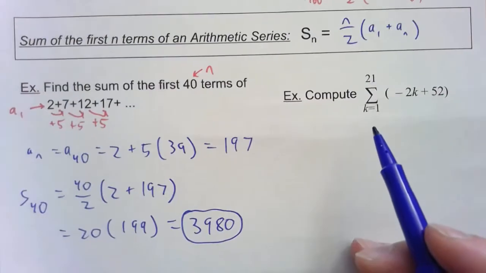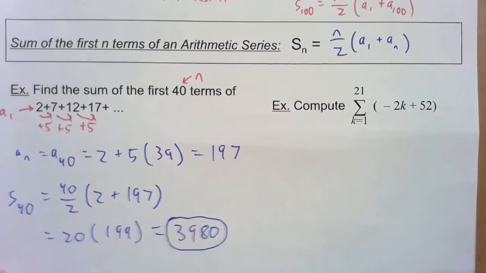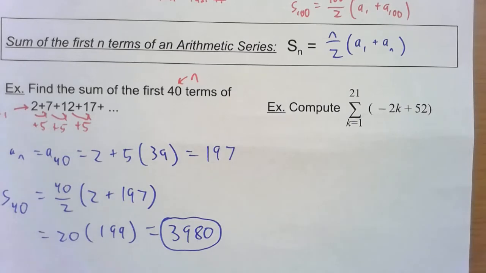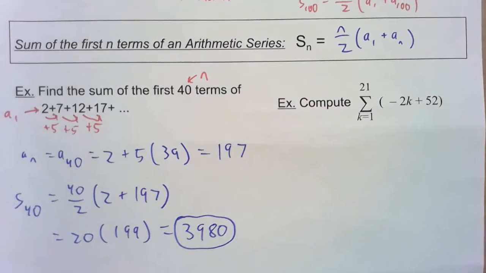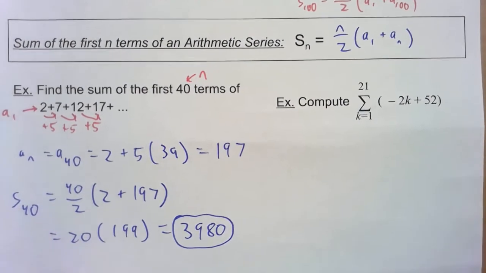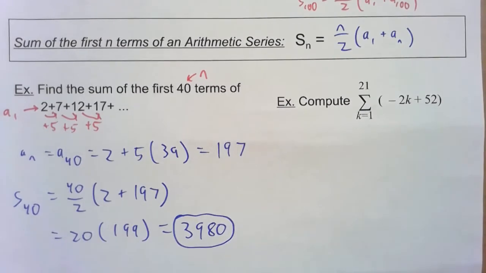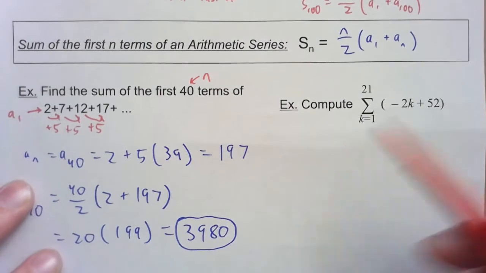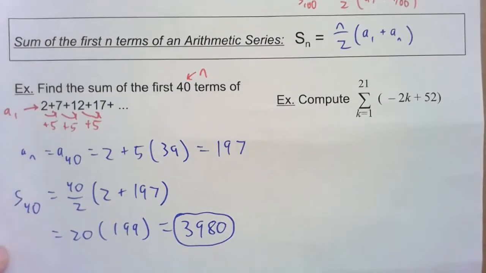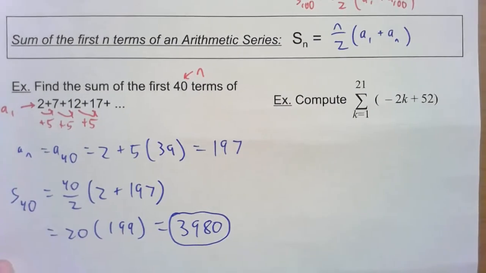What about sigma notation? Do you remember sigma notation? Sigma notation does mean to add up. It does mean to find a sum. And then, do we know if this is an arithmetic series? Well, you could start listing out numbers if you wanted. You could plug in 1, plug in 2, plug in 3, plug in 4, and so on, and see that it does have the arithmetic pattern.